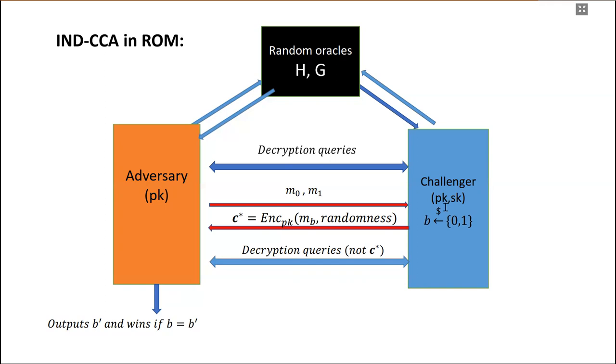Obviously, the adversary is not allowed to ask for decryption of C star because trivially the adversary can obtain b with probability one if it's allowed to make a decryption query on input C star.